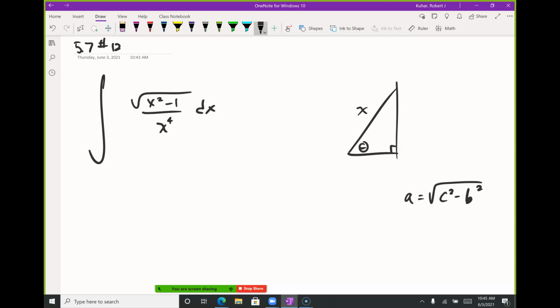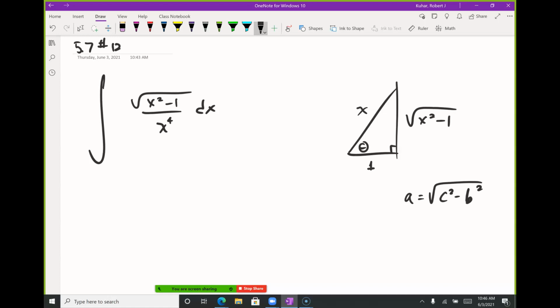But I would rather deal with secants than cosecants. So if you can see, which side should I label 1 if I want secants? The vertical side. Yeah. So secant is 1 over cos, right? So I want that adjacent, right? And then my other side is going to be the square root of x squared minus 1.